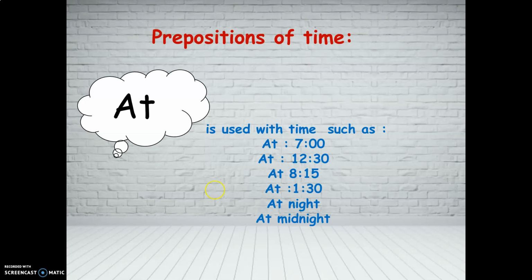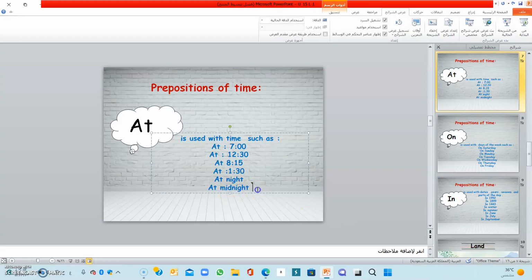Girls, I need you to focus with me. At is used with time such as at 7 o'clock, at 12:30, at 8:15, at 1:30, and at night, at midnight, and also at noon. Okay, so when can I use at? With specific time and with night, noon, and midnight.